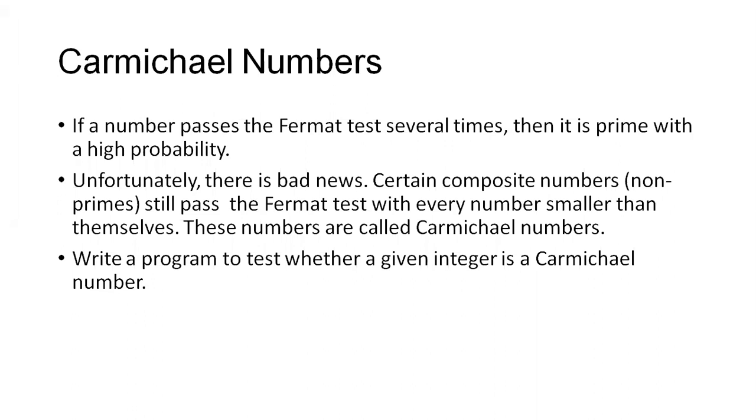So certain composite, non-prime numbers still pass the Fermat test with every number smaller than themselves. These numbers are called Carmichael numbers. By the Fermat test, you can find out whether a number is prime or not. But unfortunately, there are some composite numbers that you may recognize as prime, but actually it is not a prime number.